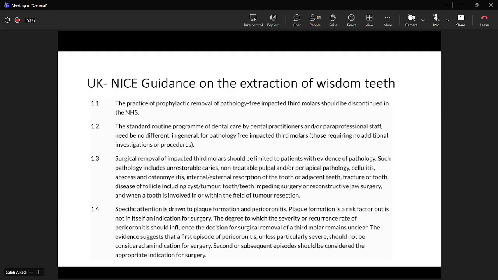Another most important indication for removal of wisdom teeth is recurrent pericoronitis. So if a patient presents to you with recurrent pericoronitis, then this is an indication for removal of this wisdom tooth. But one episode of mild pericoronitis is not an indication. But if this first-time pericoronitis was very severe, then you consider removing this wisdom tooth after signs and symptoms resolved. So this is an indication for extraction of a wisdom tooth. But bottom line, for NICE guidance, prophylactic extraction of wisdom teeth is not recommended.